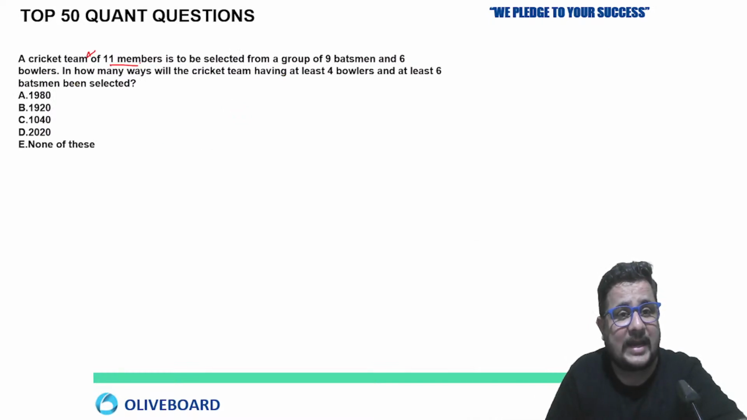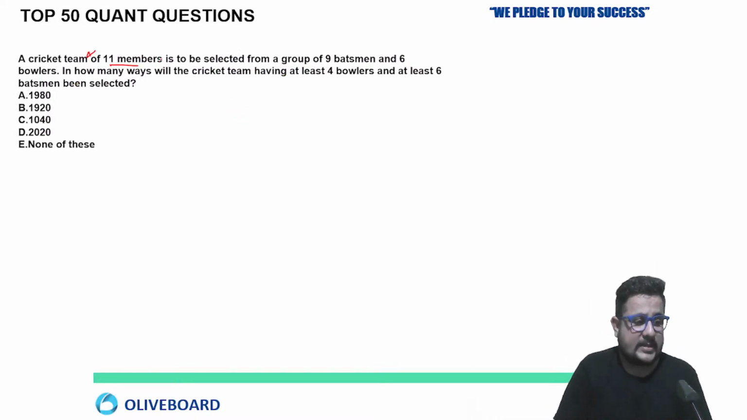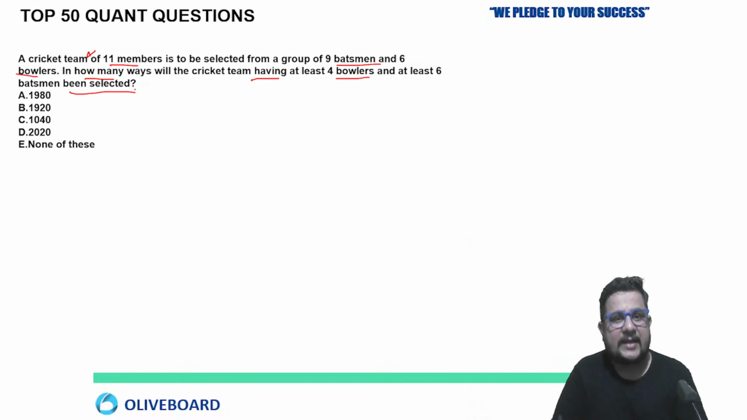A cricket team of 11 members. Yes, 54 is the correct answer. Absolutely correct. A cricket team of 11 members is to be selected from a group of 9 batsmen and 6 bowlers. In how many ways can the cricket team having at least 4 bowlers and at least 6 batsmen be selected? So based on what? Permutation and combination. So your combination and permutation grip also needs to be good. You must have command on that topic, then only you can do it.